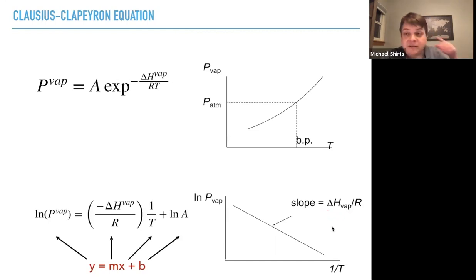And yes, if the pressure is the atmospheric pressure, that would be the boiling point. If you take a pressure, you go over from that pressure till you hit the curve and drop down. That temperature there will tell you at what temperature it boils at that pressure.